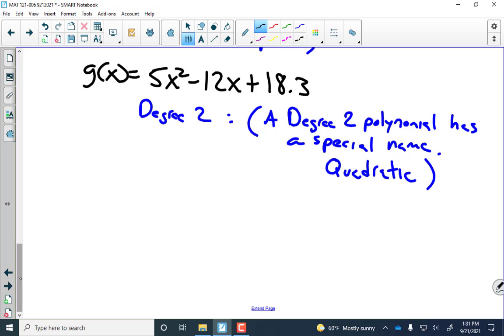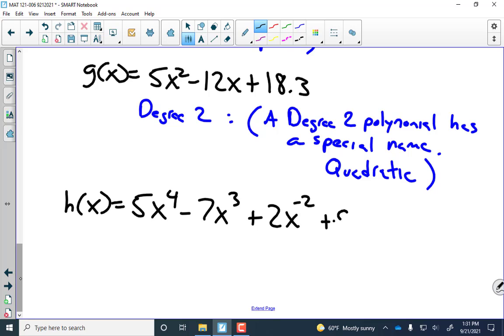I love polynomials. I could write polynomials all day. 5x to the 4th minus 7x to the 3rd plus 2x to the negative 2 plus 9. What do you think, everyone? Wait, is that a polynomial? Look at those powers. Is a polynomial allowed to have a negative power? No, it's not.